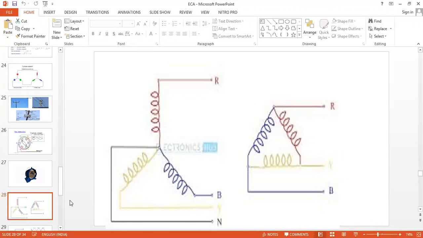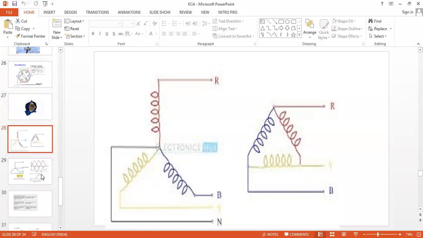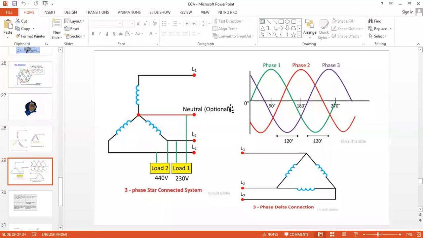Okay, star or delta. In order to understand the explanation, you see the same diagram, star and delta. So the examination question will be like this: derive the relationship between line and phase voltages for a star connected system. Then you must draw this diagram first.